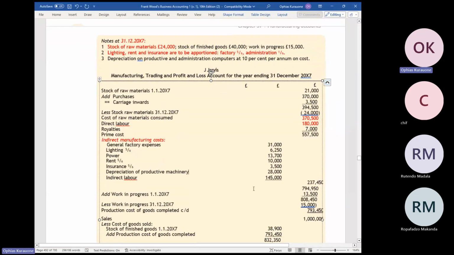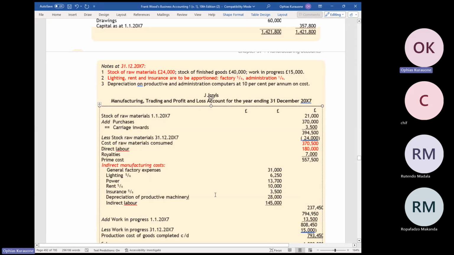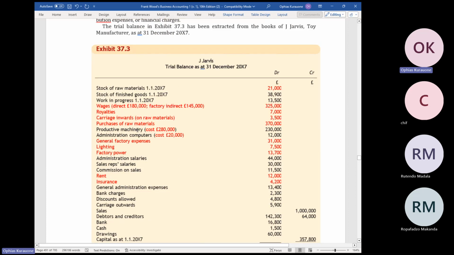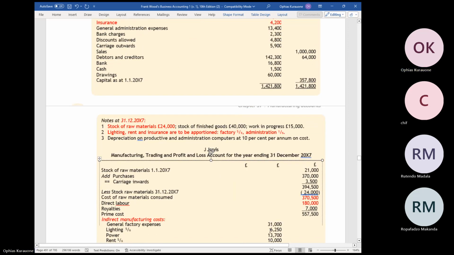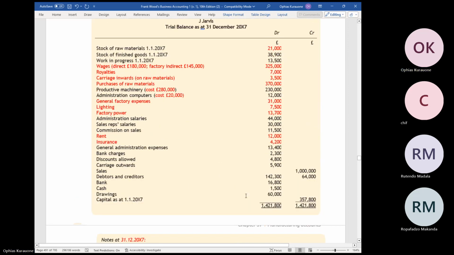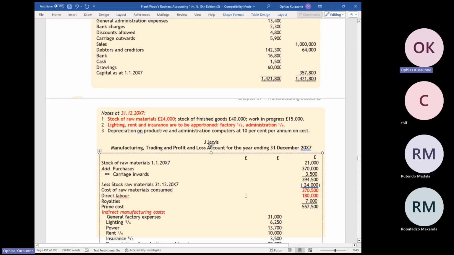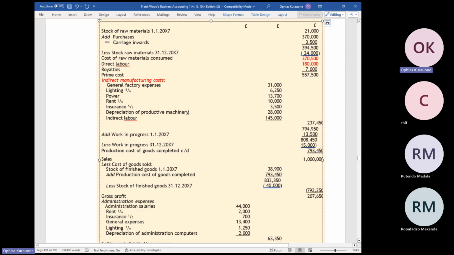Then here, as usual, we add work in progress. At the first, that is the work in progress at the beginning, we look here, that is 13,500. Then at the end, it's 15,000. So when we are coming here, we say work in progress at the beginning is 13,500, then work in progress at the end is 15,000. Then we get the production cost of goods completed.